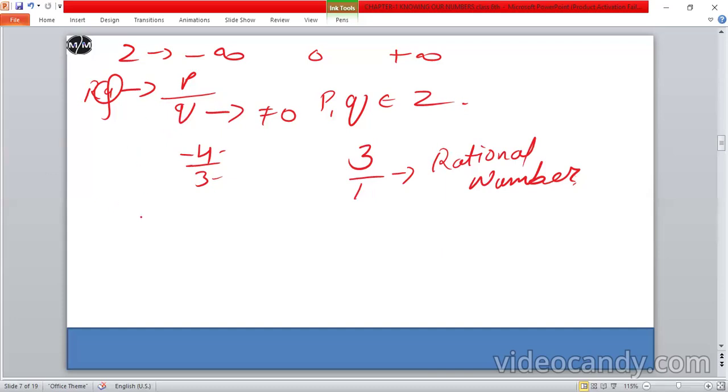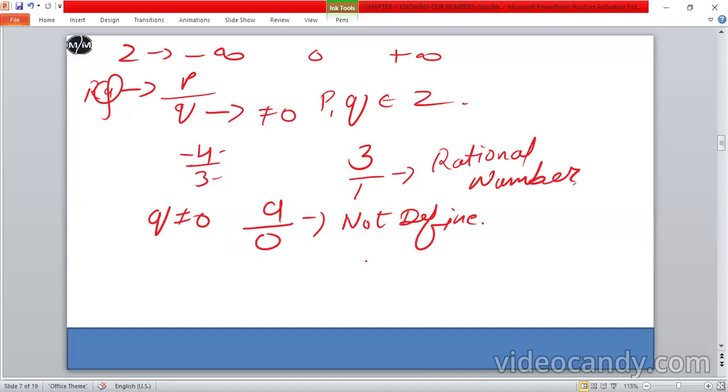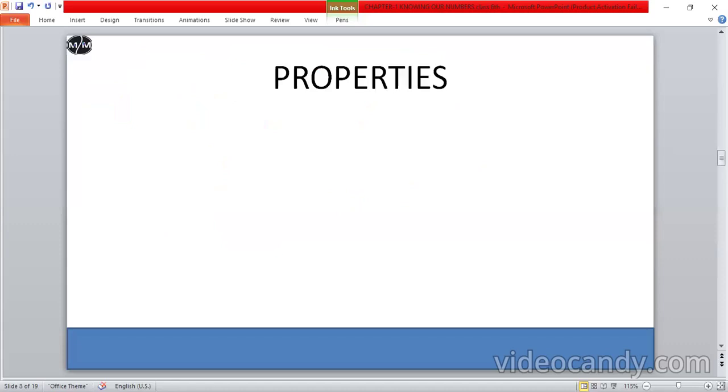You should remember that q is not equal to 0. Why are we saying this? Because if 0 is in the position of the denominator, it doesn't matter what value is in the numerator, it is not defined. So let's jump to the next topic, properties of rational numbers.